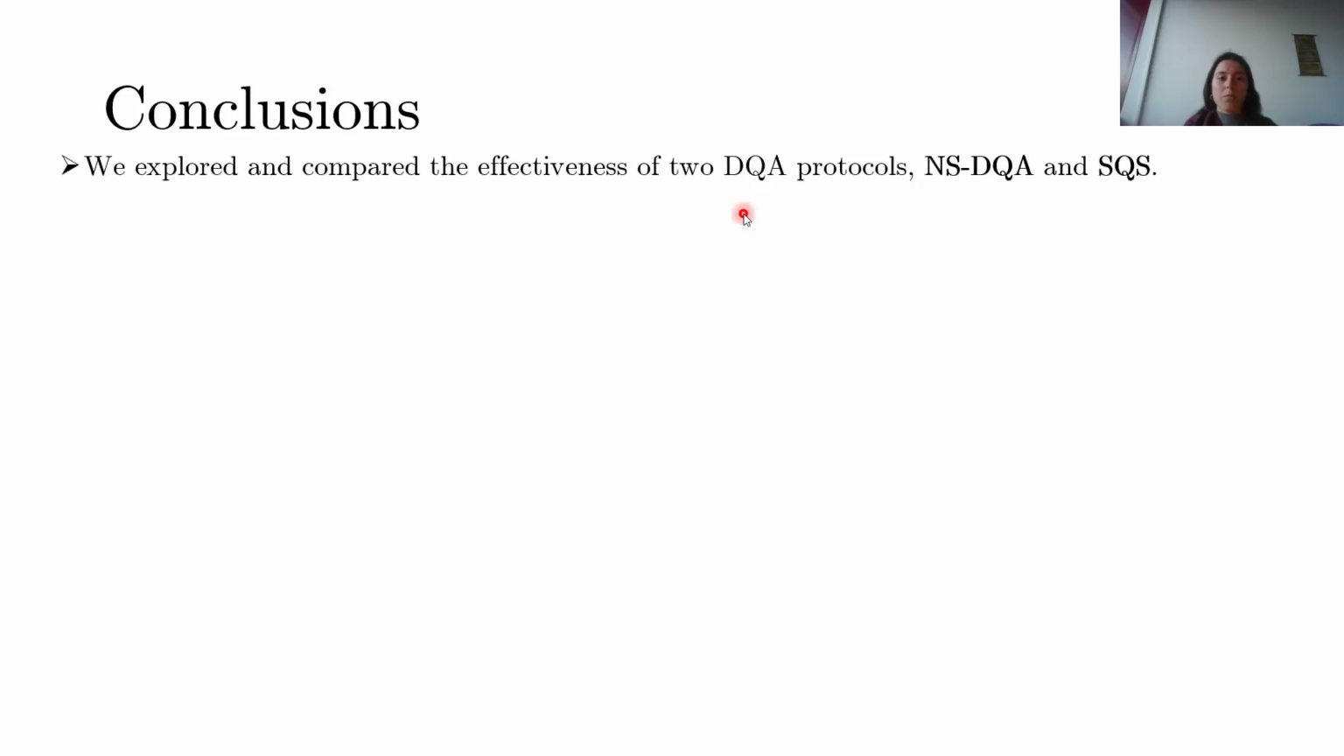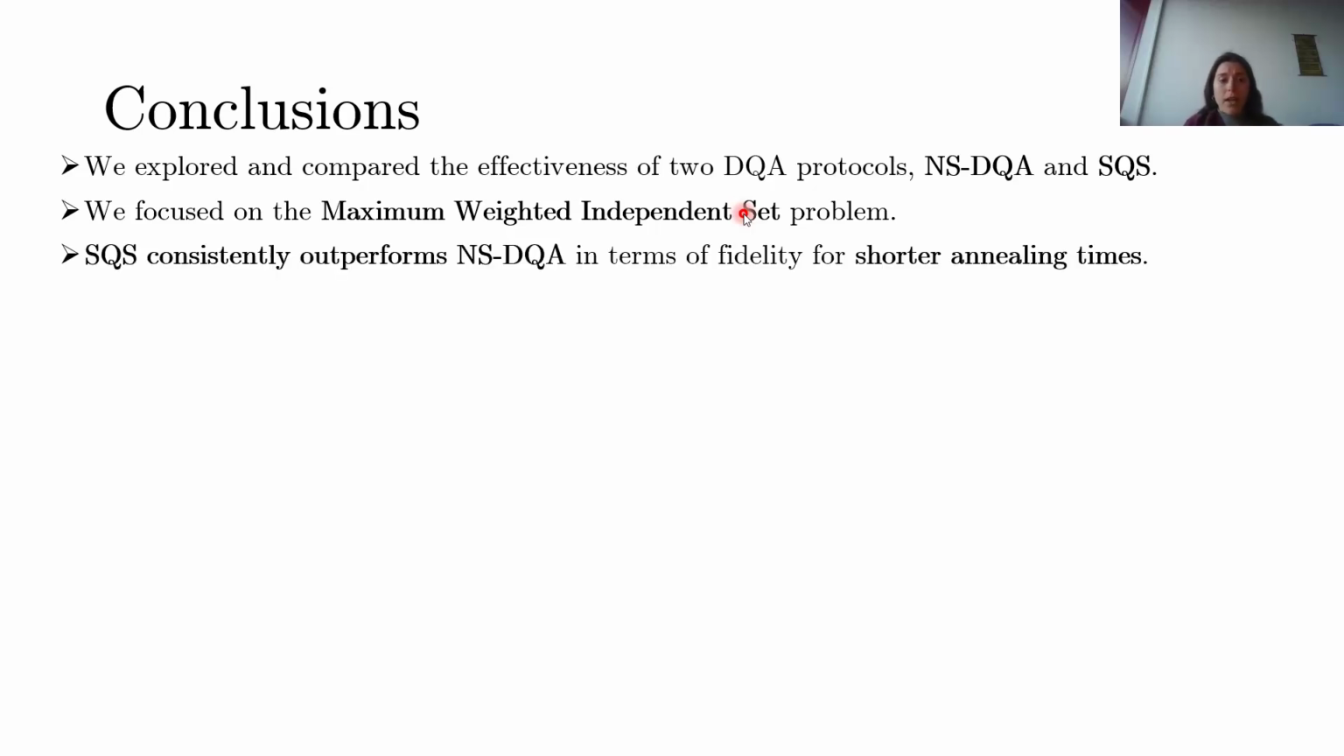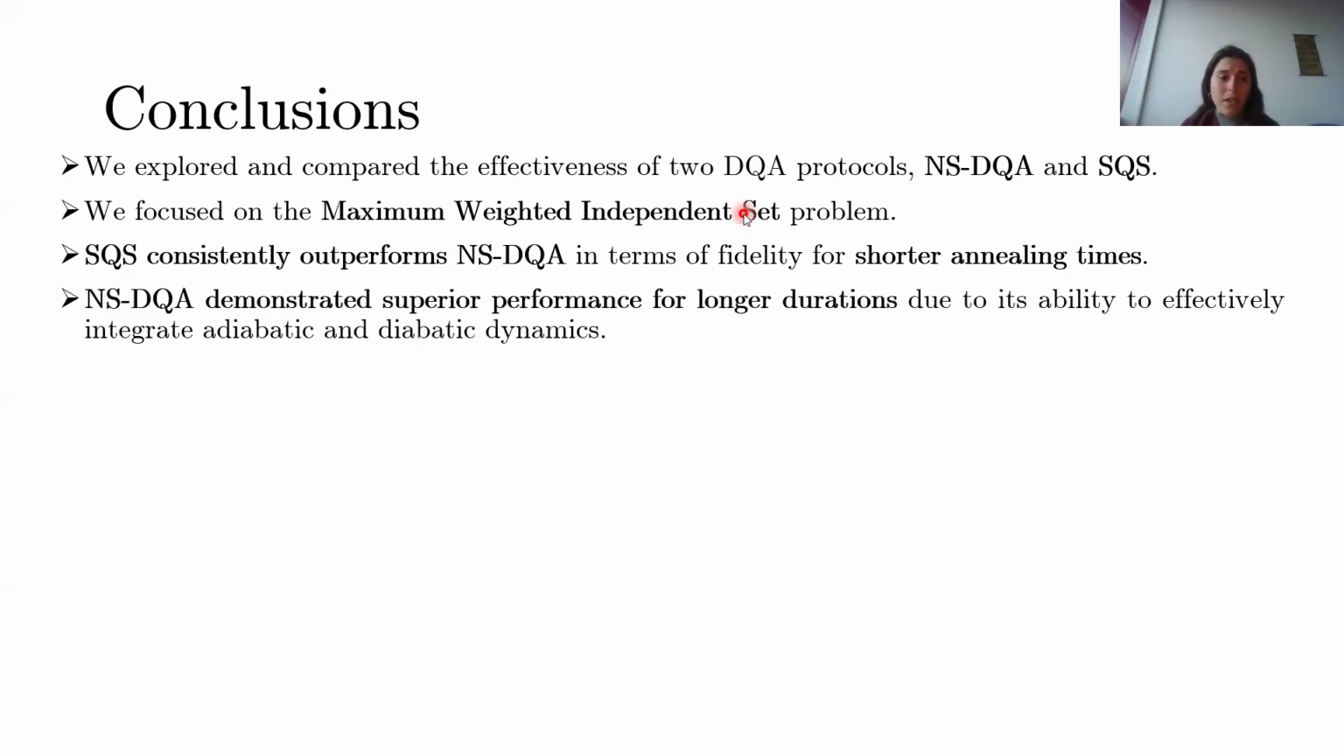So in conclusion, we explored and compared the effectiveness of two diabatic quantum annealing protocols, the non-stochastic diabatic quantum annealing and the SQS, sweep-quench-sweep. We focused on the maximum weighted independent set problem, and we found that the SQS consistently outperforms the non-stochastic diabatic quantum annealing in terms of fidelity for shorter annealing times. The NSDQA demonstrated superior performance for longer durations due to its ability to effectively integrate adiabatic and diabatic dynamics.